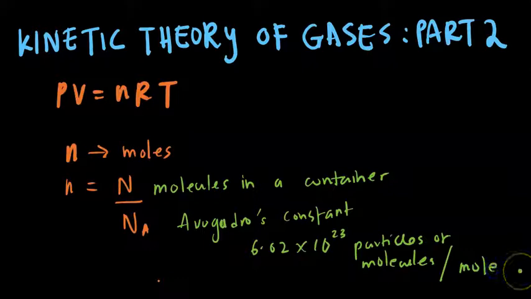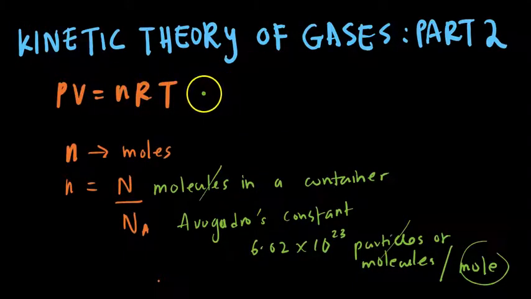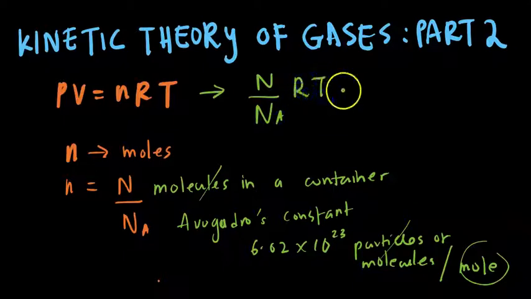Per mole, which means that when you divide molecules over molecules or particles over particles, these cancel out, so you are left with only moles. You should have learned this equation in chemistry. Why is it important here? Now I can write this equation as N over N_A times RT equals PV. Okay, that was anticlimactic, but it is equal to PV. So why is this important?